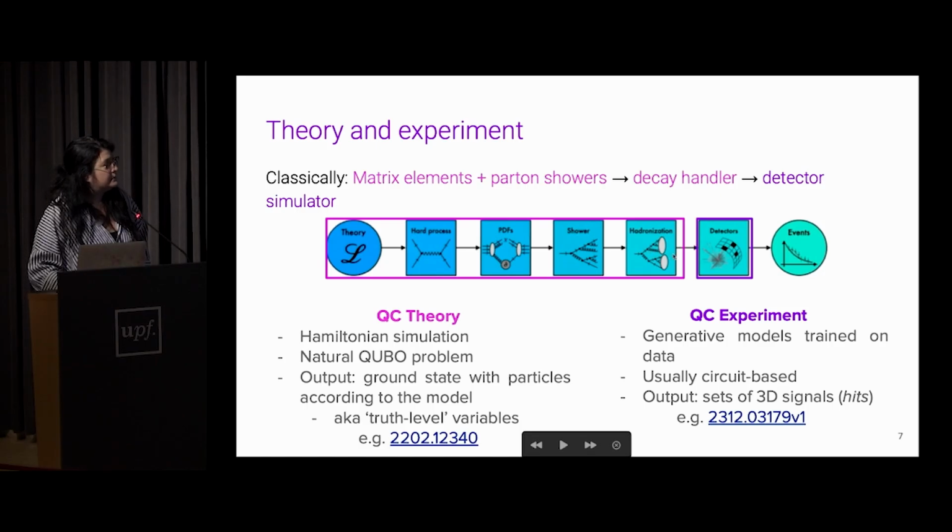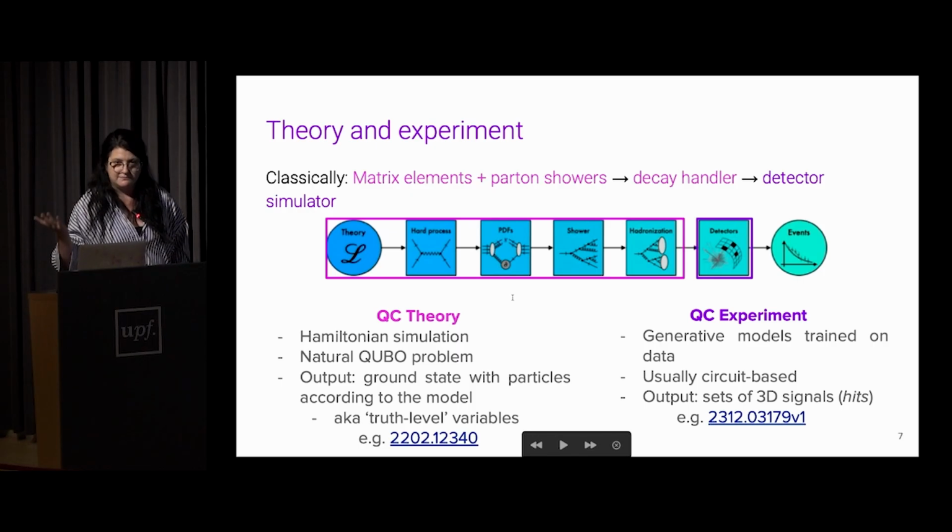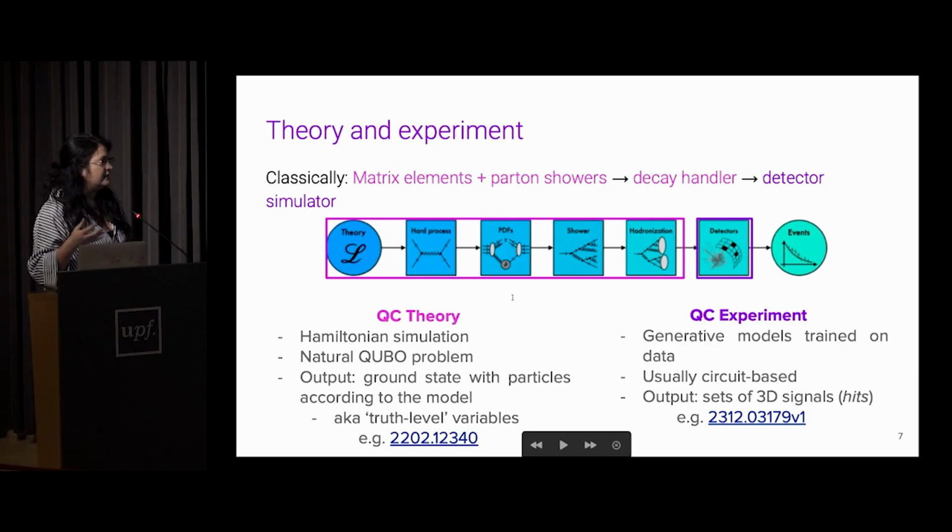Because when you look at the way theorists go about this in quantum computing, they have a very natural QUBO formulation for this. You may have seen this. Think, for example, the Higgs potential is a natural QUBO problem. Finding the ground state of a Hamiltonian. Of course, they have a lot of parameters. It's a very complex problem. Usually for lattice simulation, it means reducing the dimensions of the problem. But you get my point. So what they do is they try to approach it successfully from a Hamiltonian simulation perspective, and then at the end, they have a ground state of this Hamiltonian with all the particles according to the model.